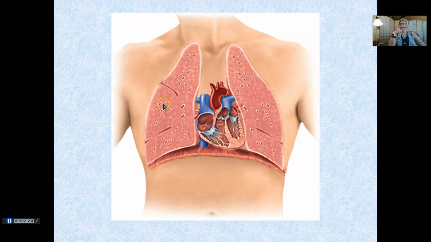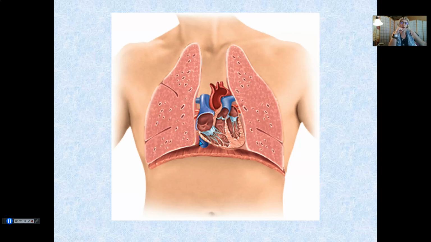What divides the thoracic cavity from the abdomen or the abdominal cavity is this smooth muscle right here called the diaphragm. The diaphragm drops when you inhale and your lungs expand as your diaphragm drops. That's for another day when we discuss the respiratory system in AMP2.